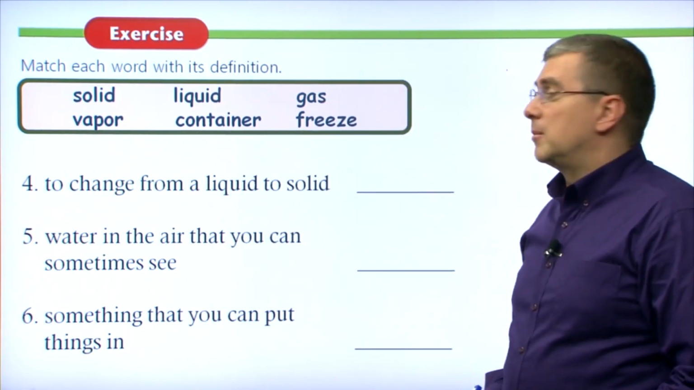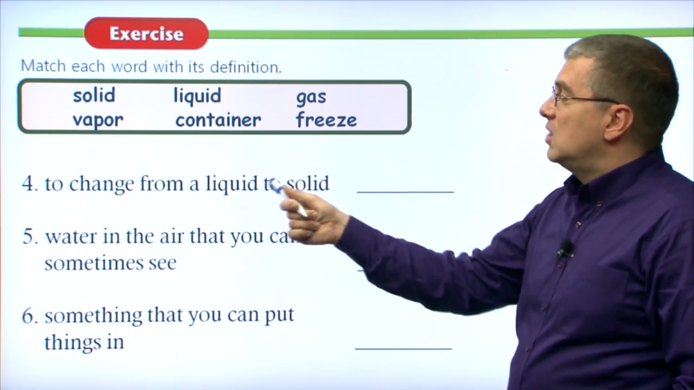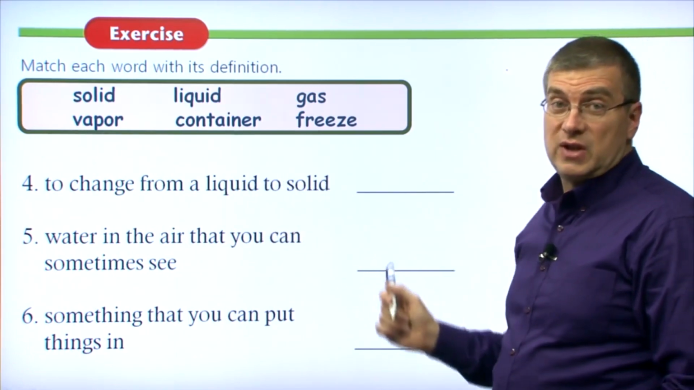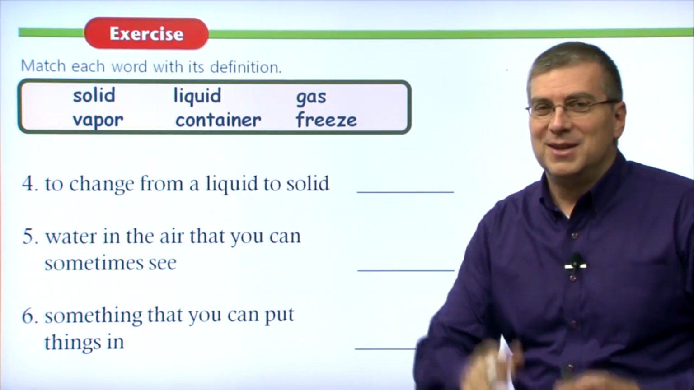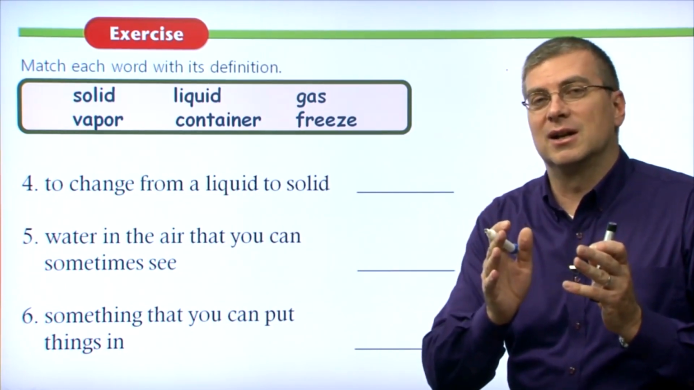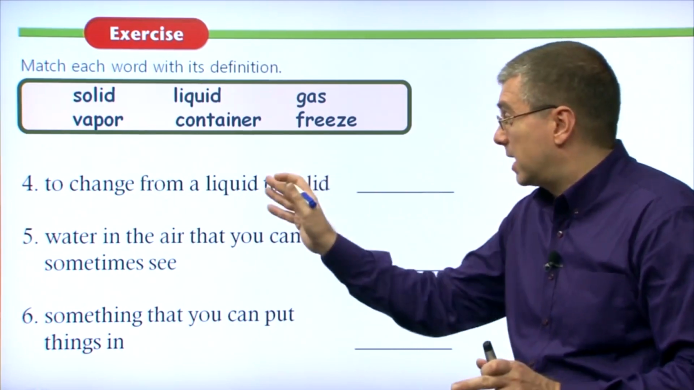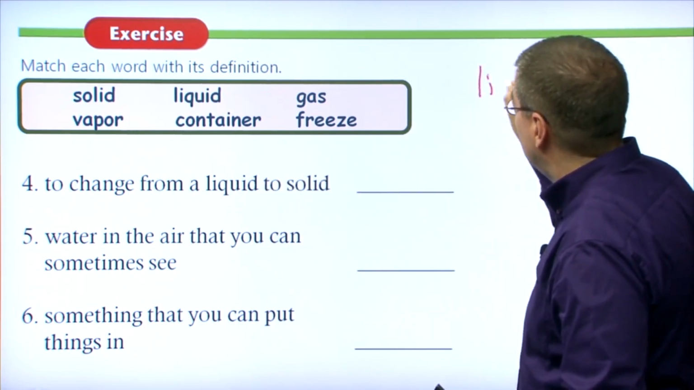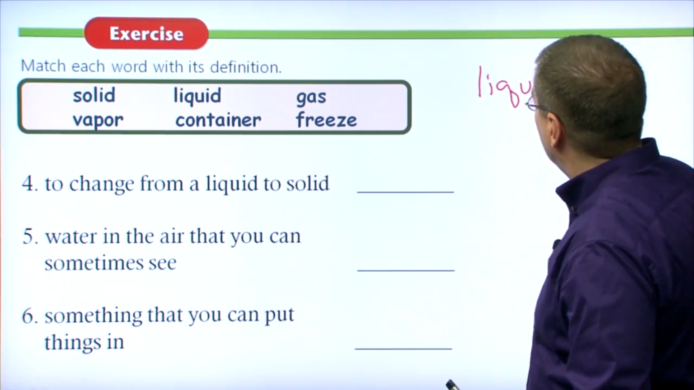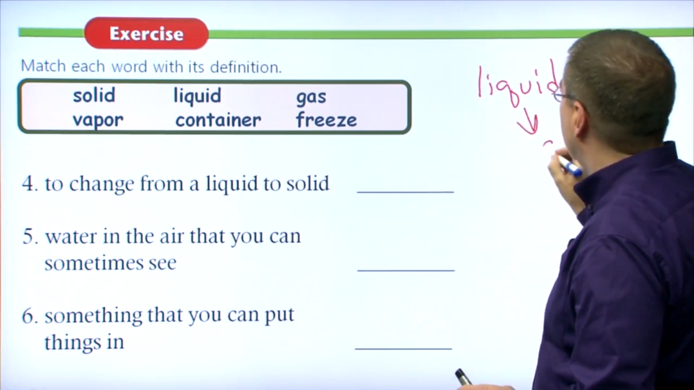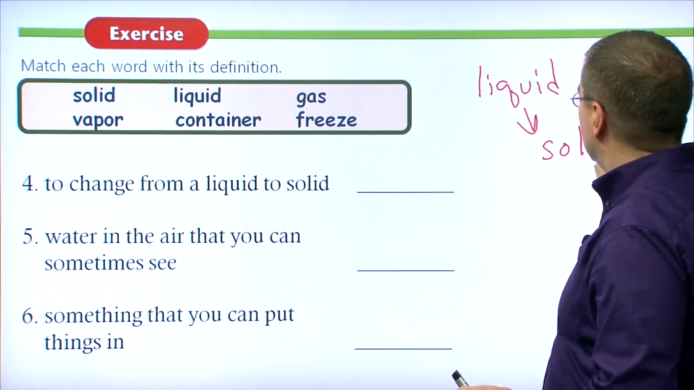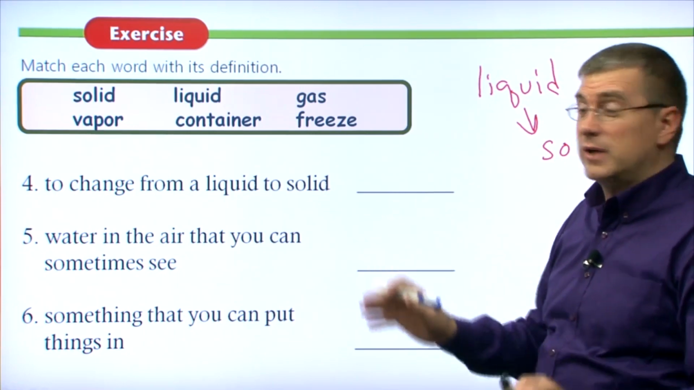Okay, let's move on to number 4. Number 4 is to change from a liquid to a solid. Do you remember we talked about that? There are some different words that we use to describe the change from one form to another. Now here we have a liquid and we want to change it to a solid. So do you remember what we called that process?